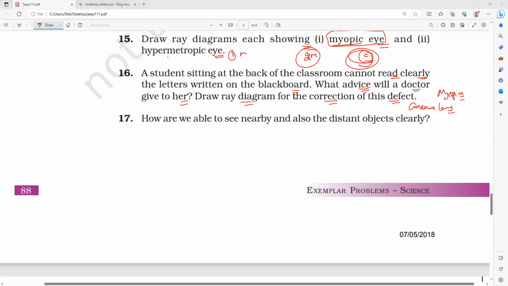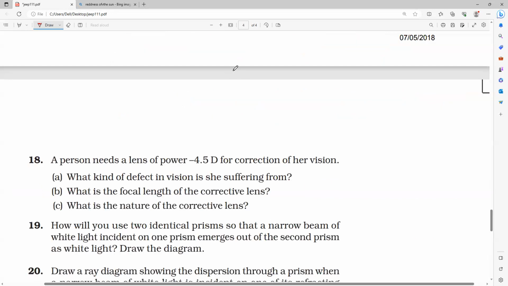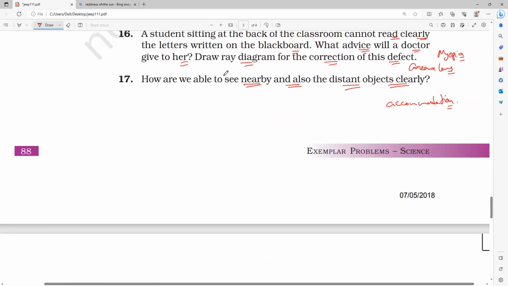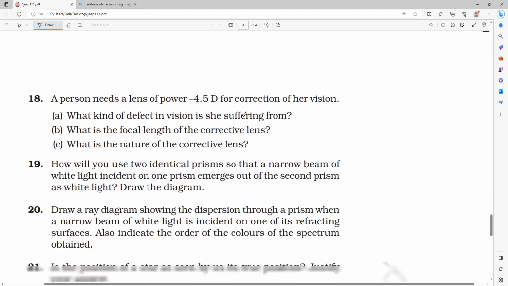How are we able to see nearby and also distant objects clearly? Because of the power of accommodation. That is the capacity. Who is controlling the thickness of the lens? The ciliary muscles. That is what you have to remember. So that concept is called the power of accommodation.